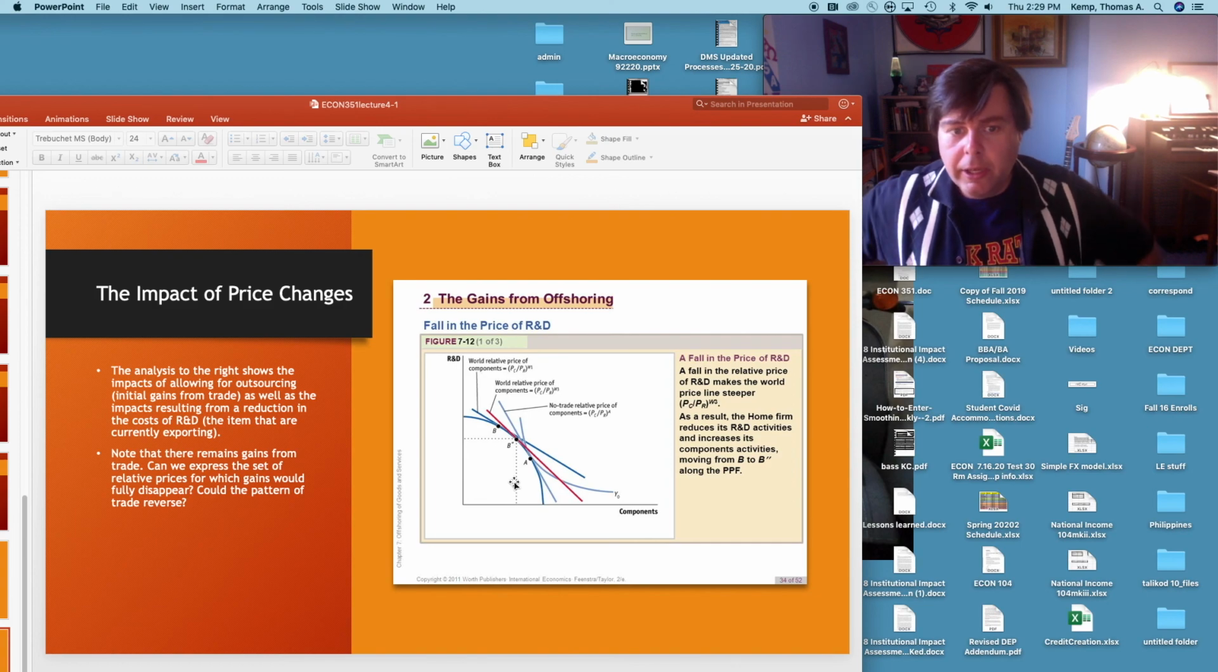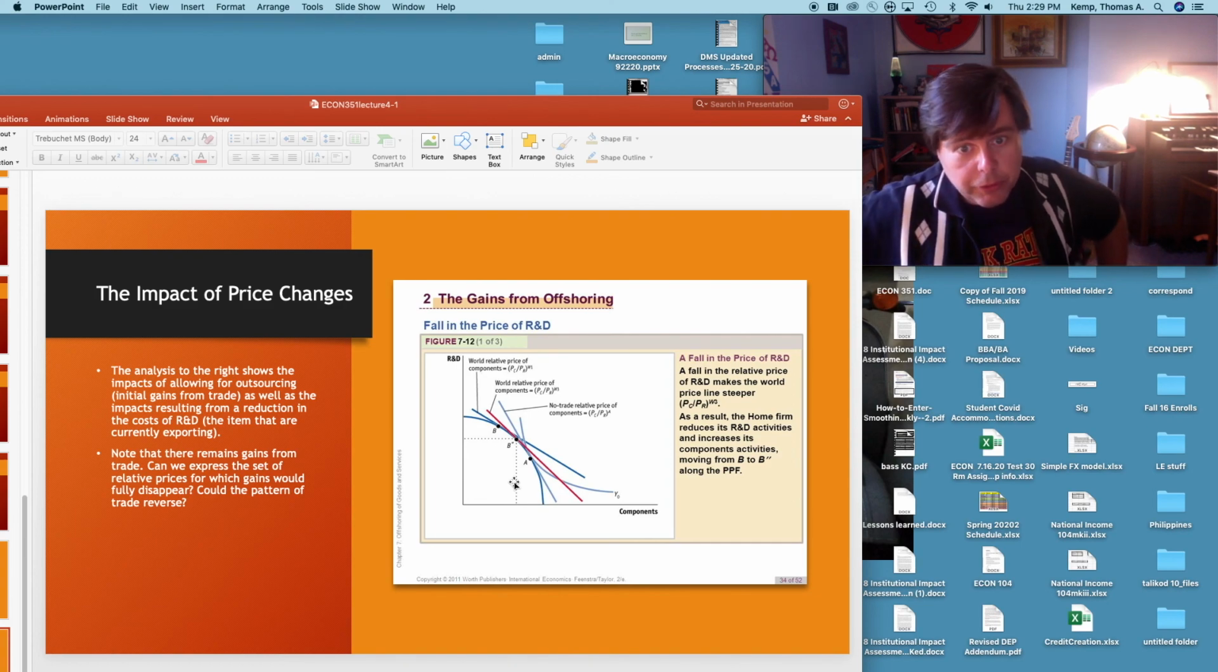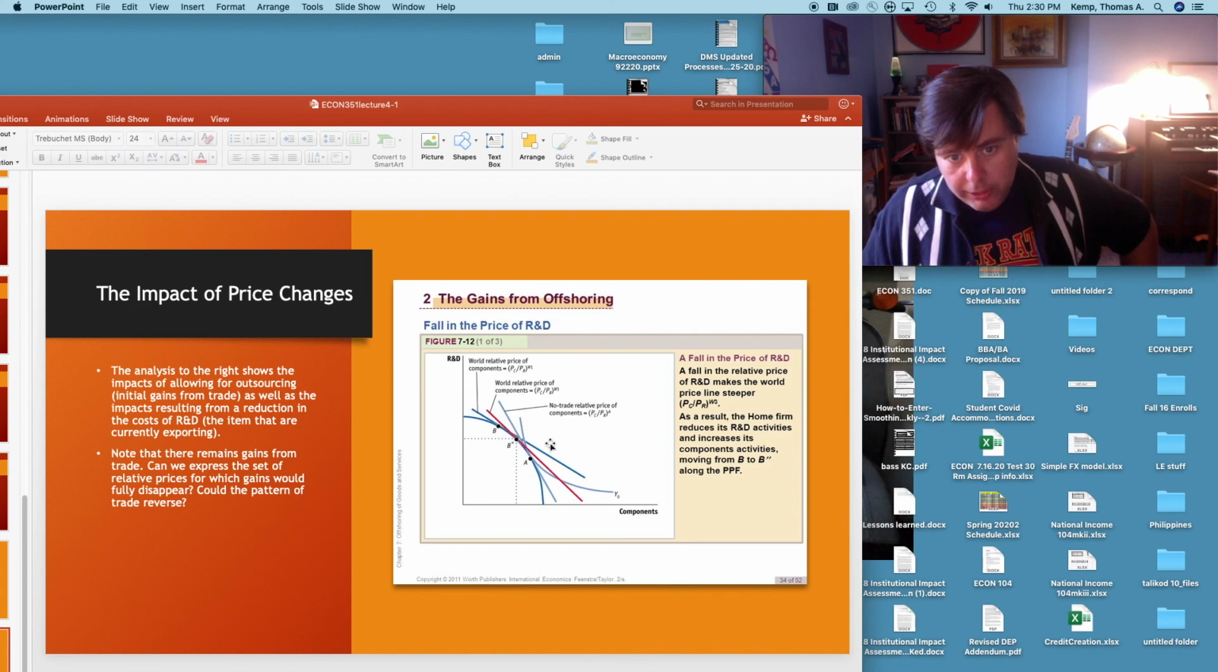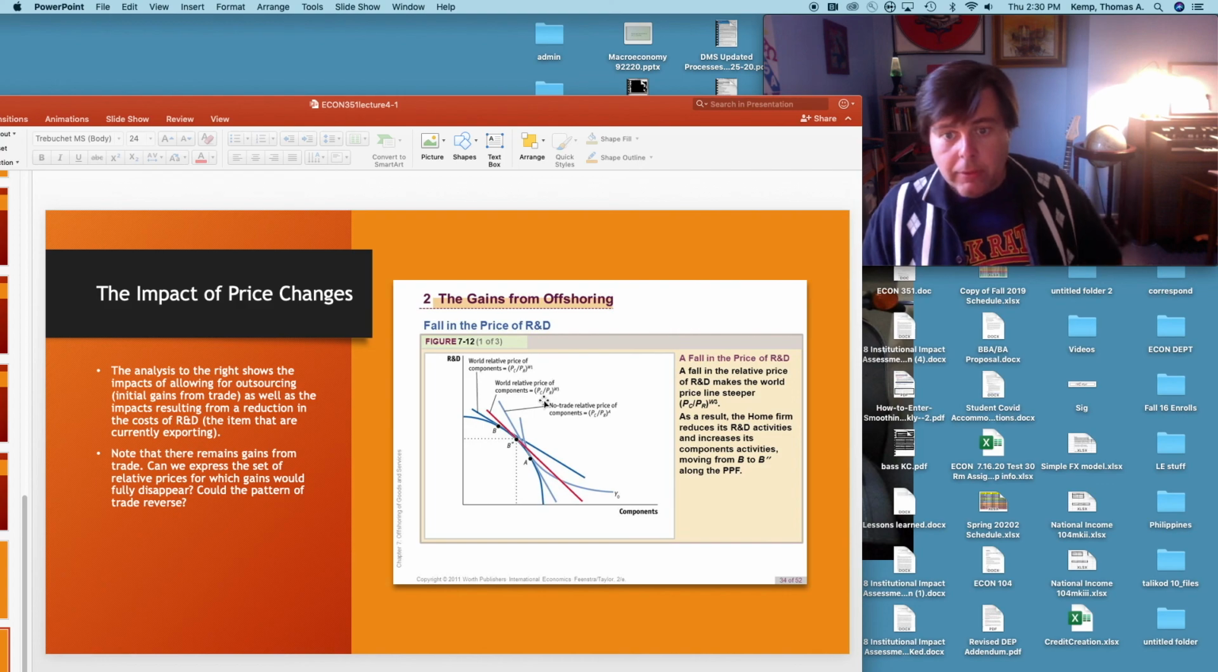Similarly here, the reverse: a fall in the price of research and development and the subsequent changes in price. Again, the blue line here being the no trade price. The blue line here being the world relative price of components. And then the red line here being the world relative price of components post-trade. Okay.